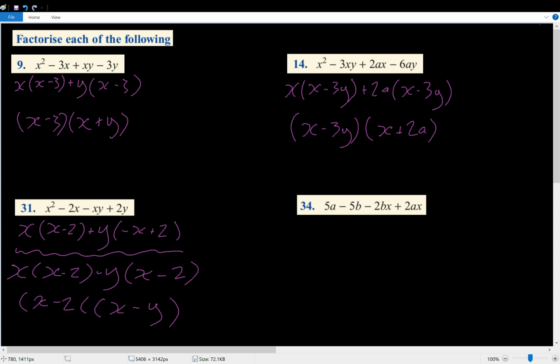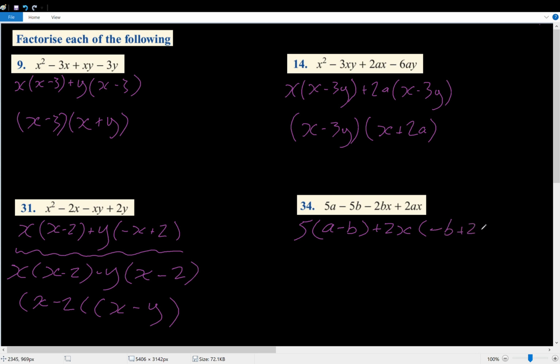Let's take a look and see if we can apply that same reasoning over here. So for 34, from the first pair, our highest common factor is going to be 5. And then inside our bracket, we're going to have a minus b. And from the second term, our highest common factor could be 2x. So let's try with plus 2x to start with. And then inside our bracket, we're going to end up with minus b plus a.